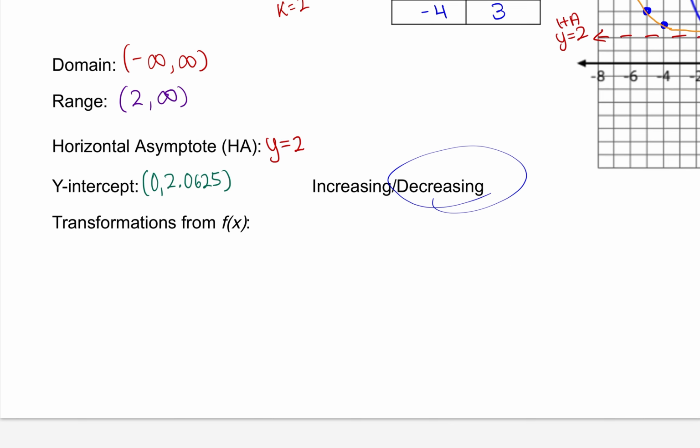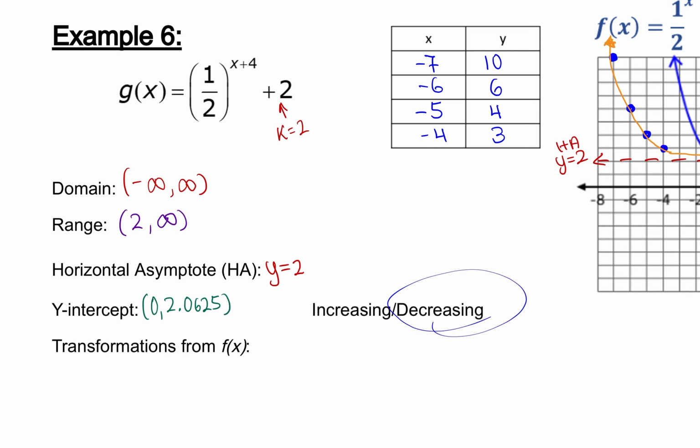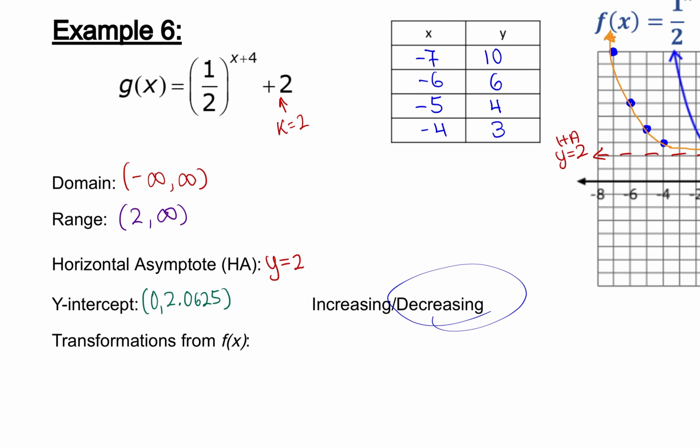Then we're going to answer the transformation. Okay, so for the transformation of this function, we notice that g of x is translated left 4 units, and up 2 units.